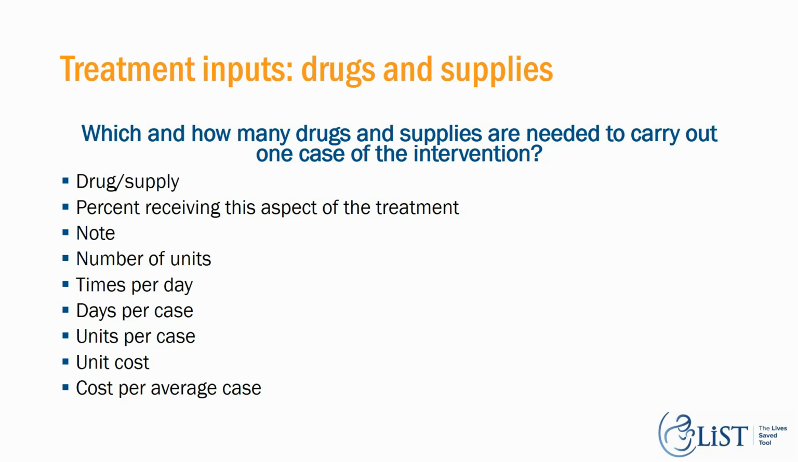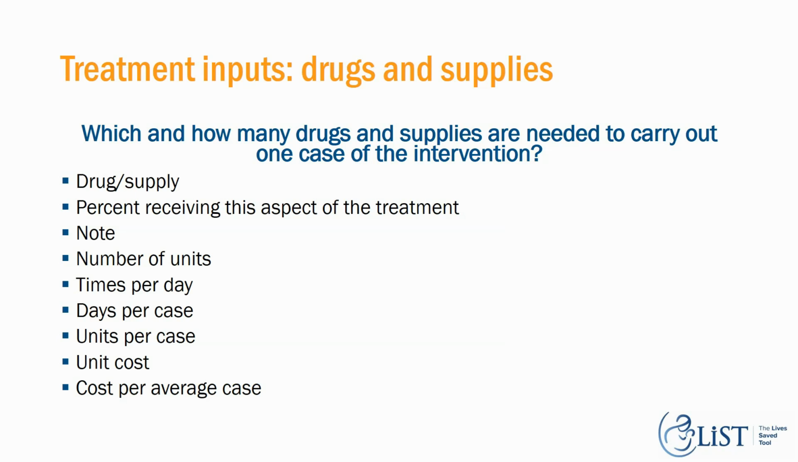Then the next category will be the percent receiving this aspect of the treatment. So in most cases, that will actually be 100%. But in the case of some interventions, not everyone who receives the intervention will necessarily need this particular aspect of the treatment or will require that specific drug or that specific supply.